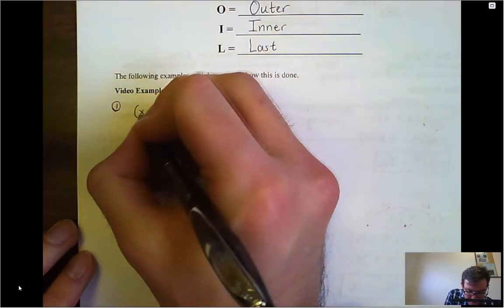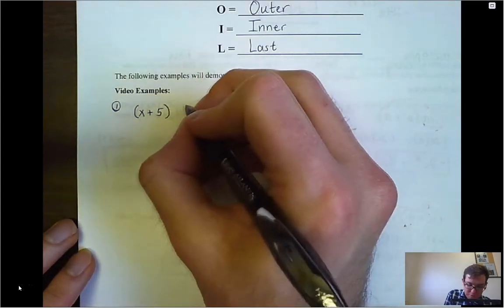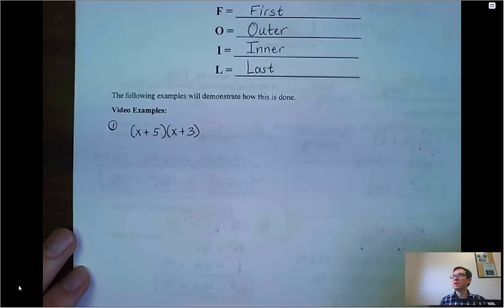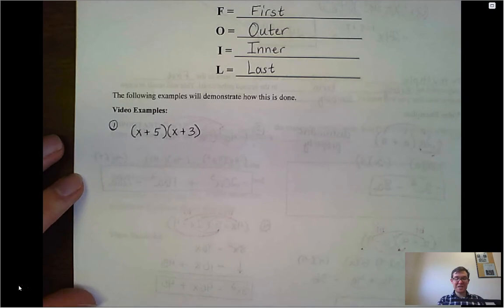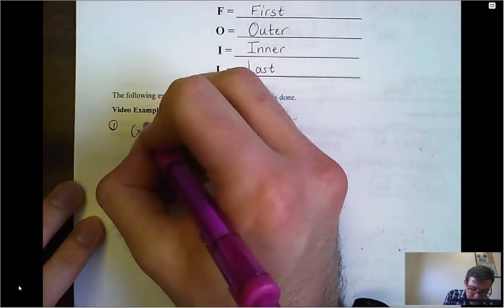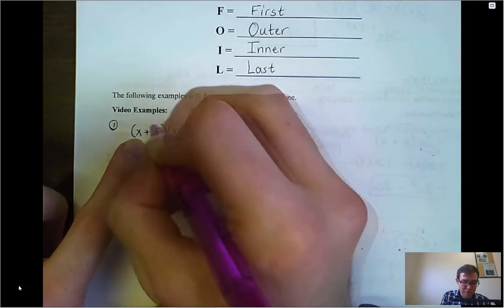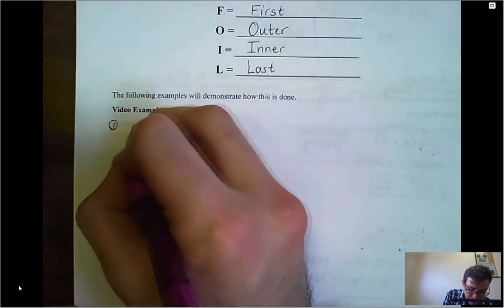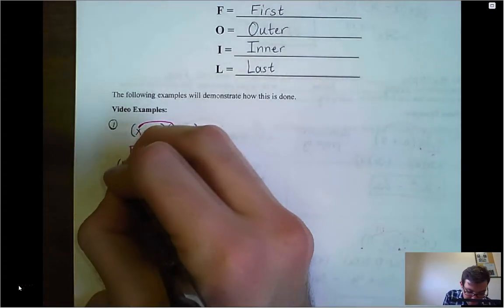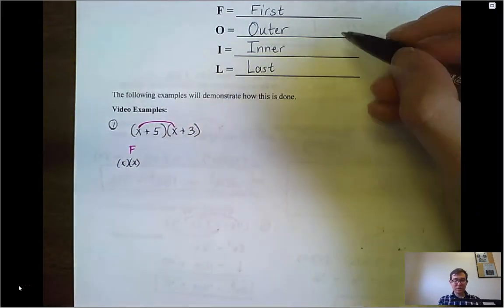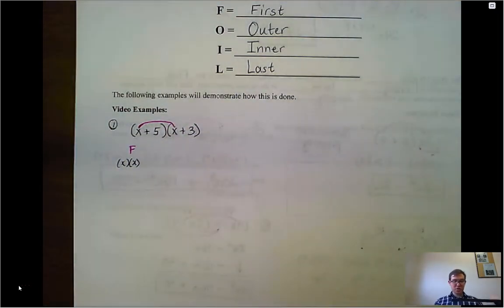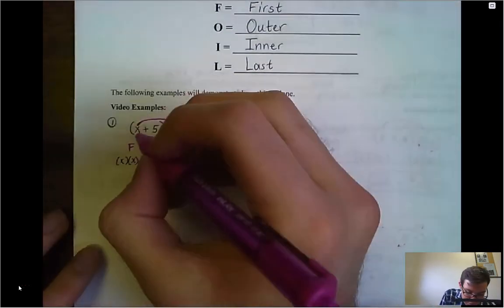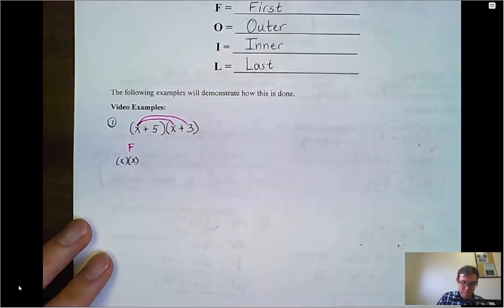We'll do x plus 5 times x plus 3. First, meaning first terms, we're going to multiply the first terms in each polynomial. So the first terms are x times x. That's my F. And then we do the outer. We're going to look at the outermost terms. In this case, the outermost terms are x and positive 3. So that's my O.